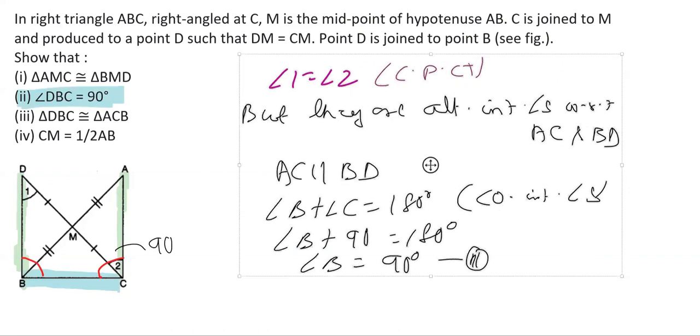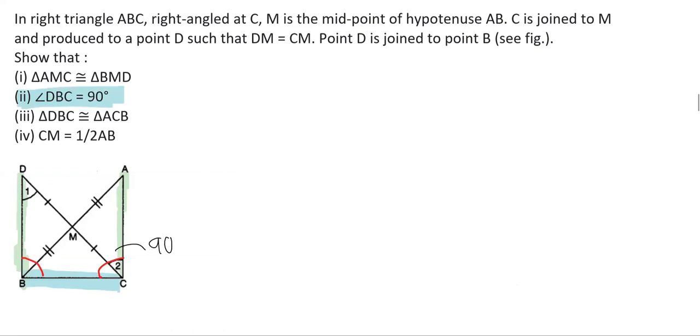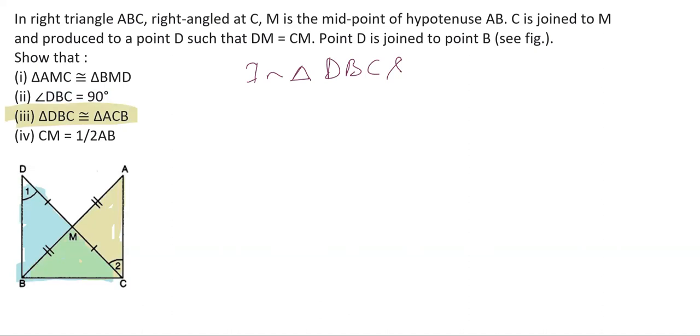Now coming to the third part, we have to prove that two more triangles are congruent. One is this, and the other is this one. We are going to prove these two triangles as congruent. Some overlapping regions are there. We are proving DBC congruent to ACB. So we'll consider these two triangles first. We'll write in triangle DBC and the other triangle, triangle ACB.